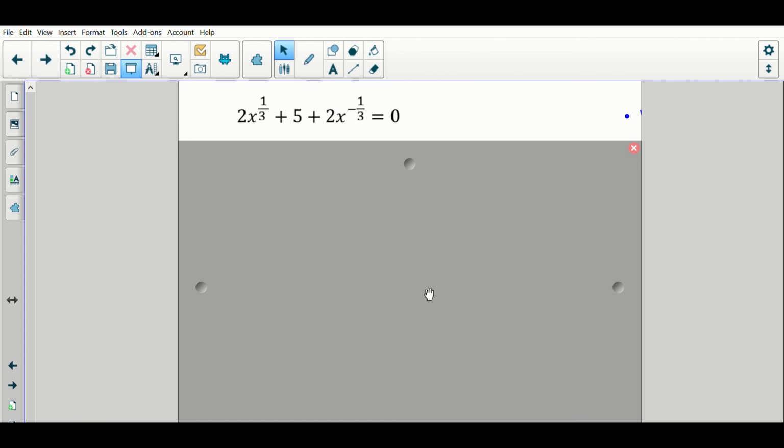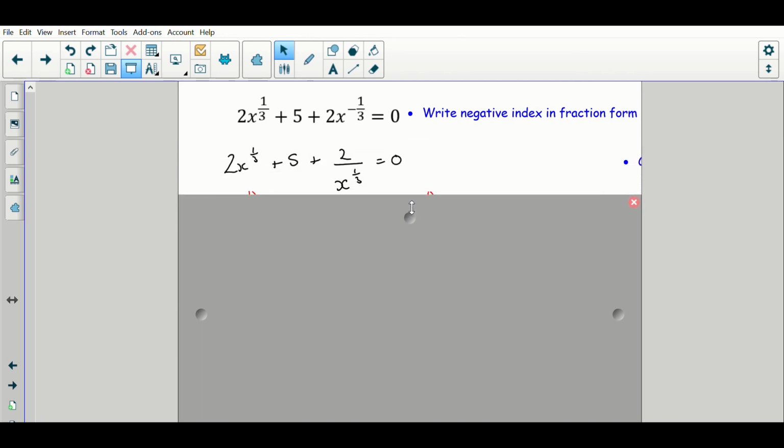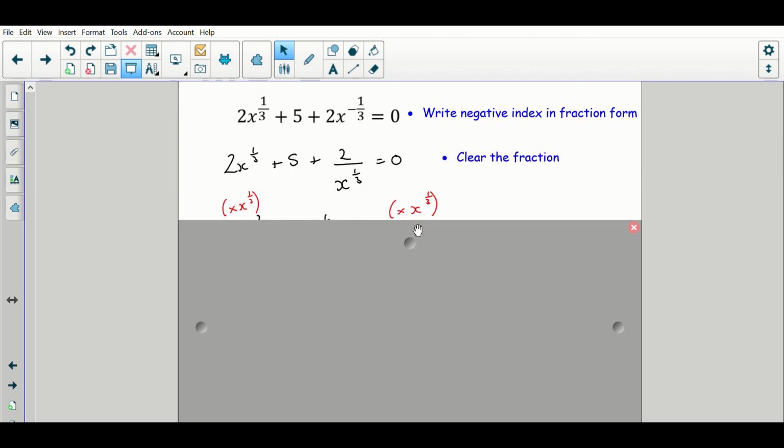Finally, one with a negative index in. The first thing we're going to do here is write the negative index in fraction form. So there we go. 2 times x to the minus a third would be the same as 2 over x to the third. Then, just like the previous example, we're going to clear the fraction. So we're going to multiply through by x to the third.